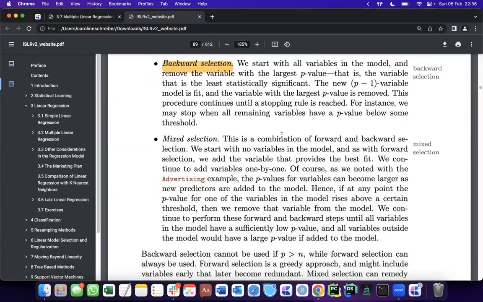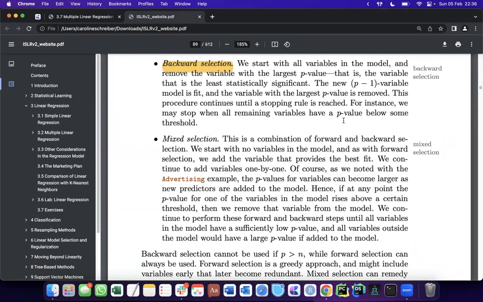And then the complete opposite to that is backward selection. So rather than a null model, we start with all possible variables in our model. And then we remove the variable that has the largest p-value, meaning that it is the least statistically significant. And then we fit a new model with p minus one, so one less than all of the variables. And then we again remove the largest p-value, until some predetermined stopping rule is reached. So for example, if you have a particular threshold that you want to meet for all of your coefficients, you'll have a p-value below some threshold.